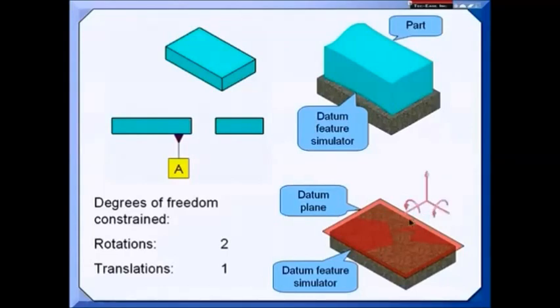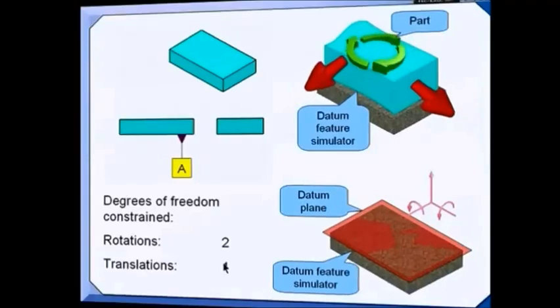Sometimes, though, it's easier to understand the degrees of freedom being constrained by thinking about what degrees of freedom have not been constrained. If we look at this part resting on a surface plate, the part could still move left and right and front and back, and it could still rotate on the plate. Since there's 1 rotation remaining, 2 must have been constrained, and since there's 2 translations remaining, 1 translation must have been constrained.